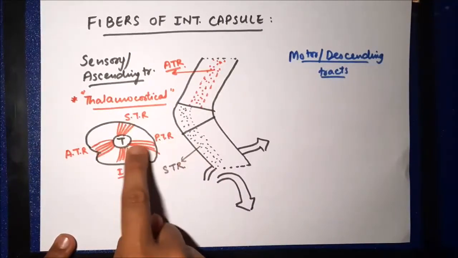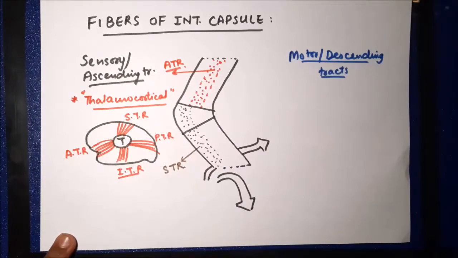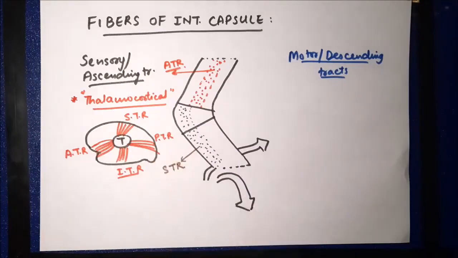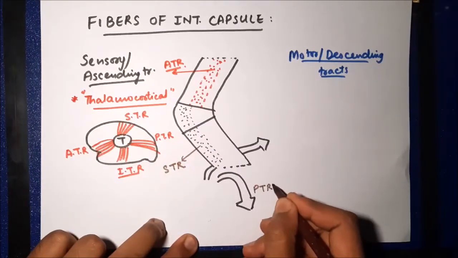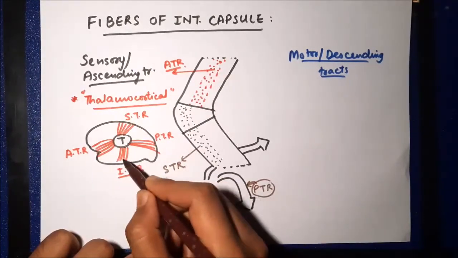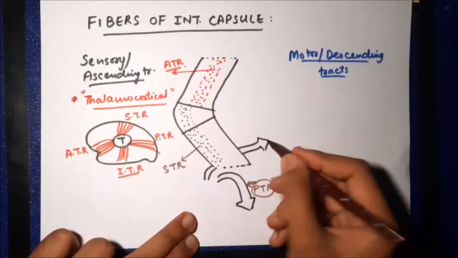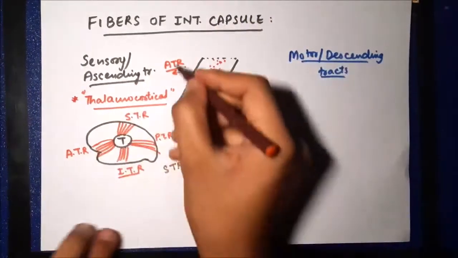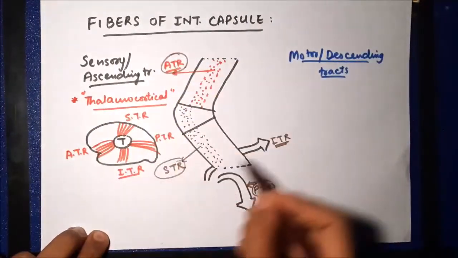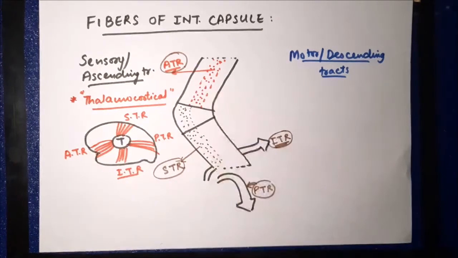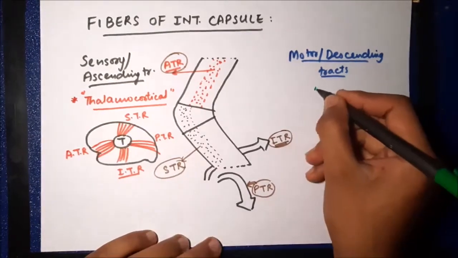Now, as we can see, the posterior thalamic radiation, these fibers go to the occipital lobe. That means they form the optic radiation. So these fibers pass through the retrolentiform part of the internal capsule, and inferior thalamic radiations which go to the temporal lobe, it means they are associated with auditory radiation, so they pass through the sublentiform part of the internal capsule. So these are different ascending fibers: anterior thalamic radiation, superior thalamic radiation, inferior thalamic radiation, and posterior thalamic radiation. These are ascending fibers passing through internal capsule.